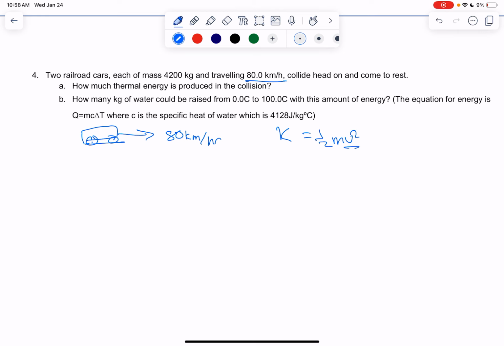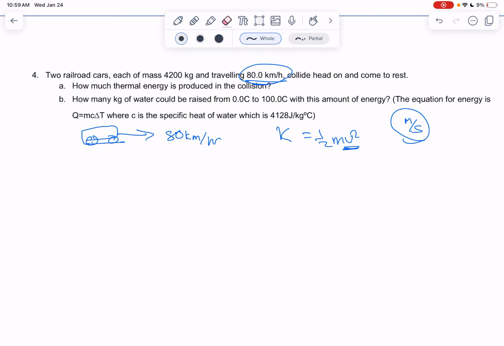Now, warning, the v is in kilometers per hour. You have to convert it to meters per second, so that's going to be a bit of a conversion. And if they collide with each other head on, their total energy would be additive. So it's the same kinetic energies, they have the same mass.